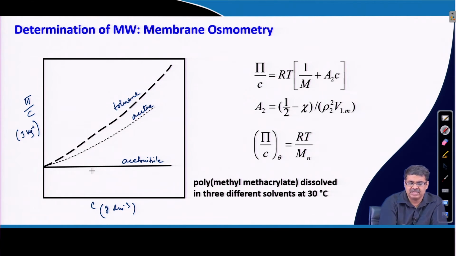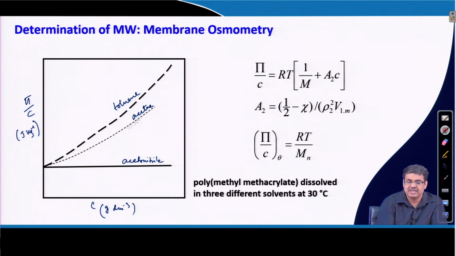So, in this case you see the pi by c value does not depend on the concentration of the polymer solution. Hence, we can use any of this data to find out the molecular weight Mn. If we are not using a theta solvent, then from the initial slope we can find out the A2 value, and from the intercept we can determine the Mn value.